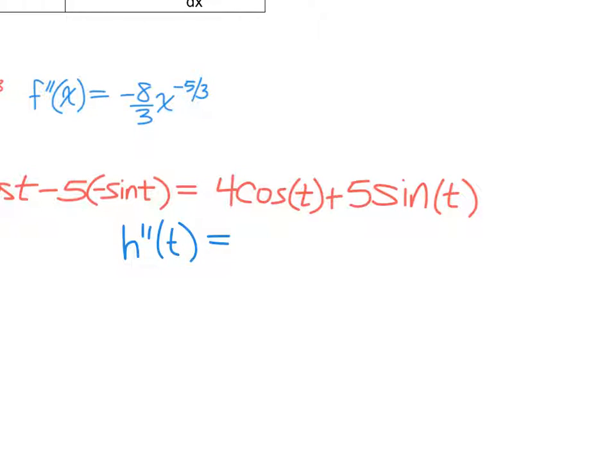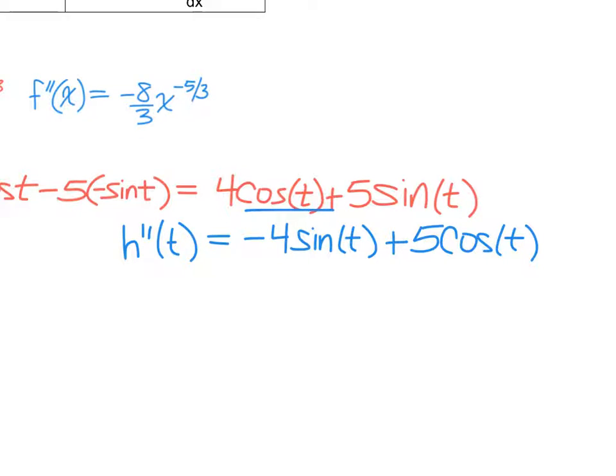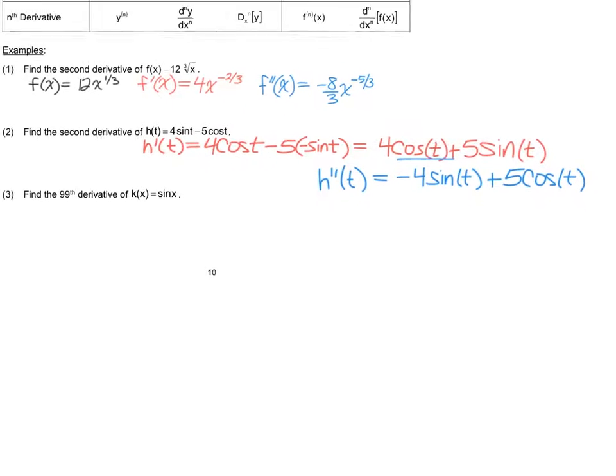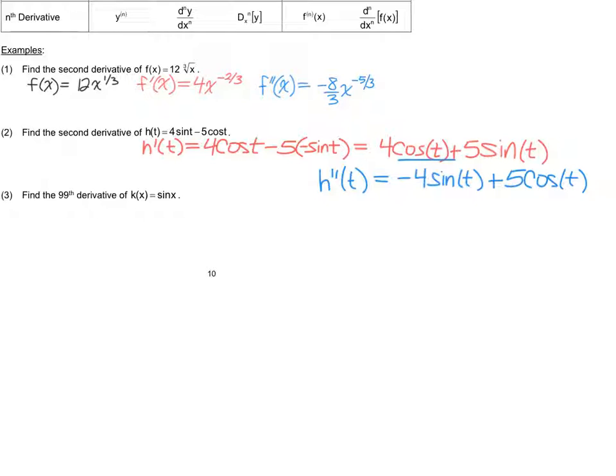All right, so the second derivative of cosine t again is negative sine of t. If I multiply that by 4, it's negative 4 times the sine of t. And what's the derivative of 5 sine t? 5 cosine t. 5 cosine t, exactamundo.